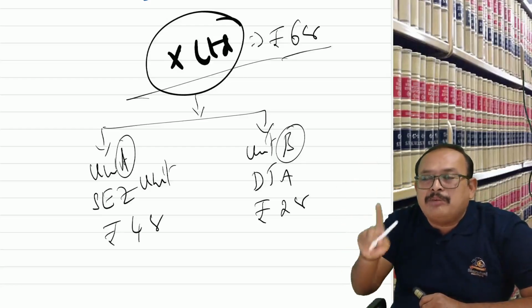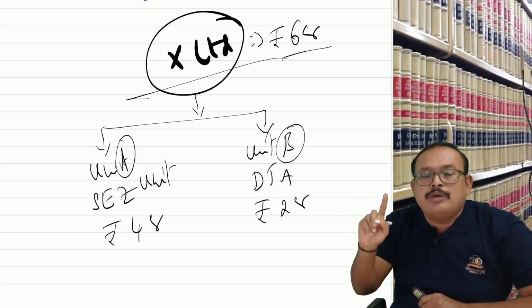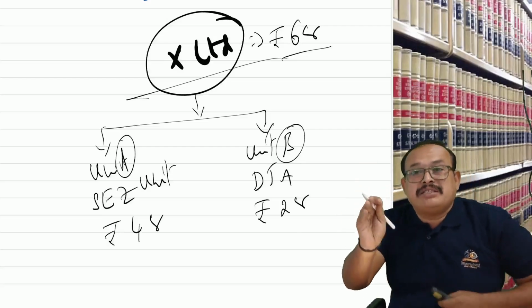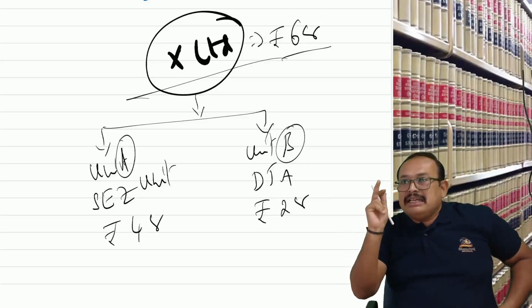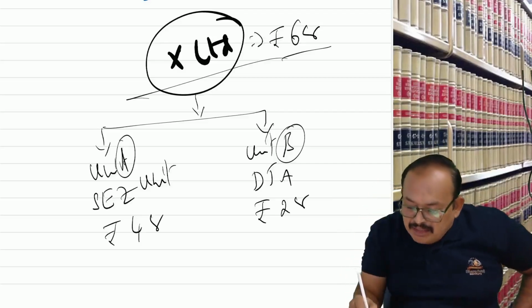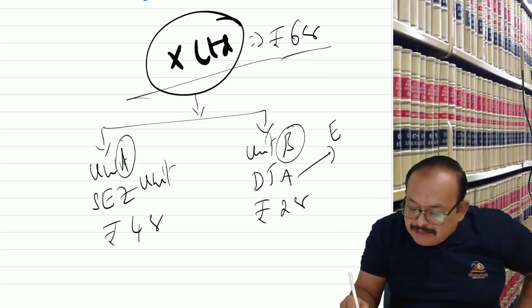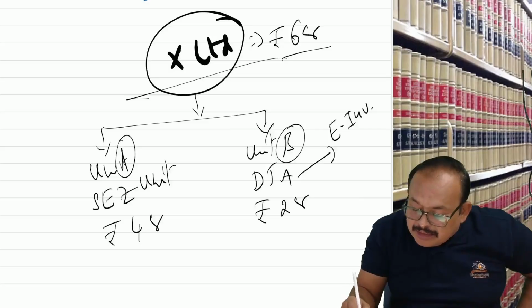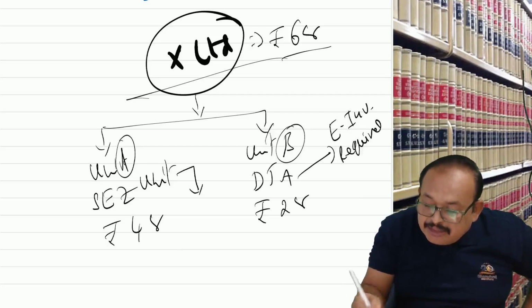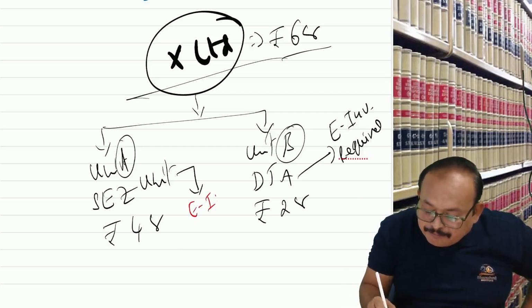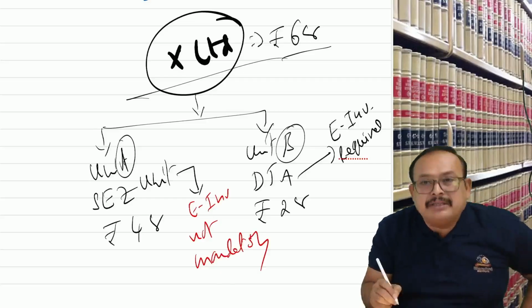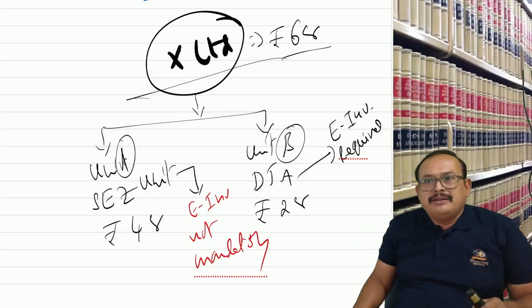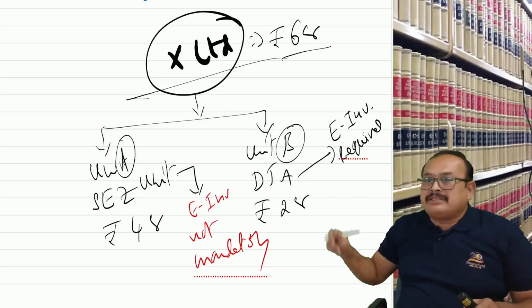Is e-invoice applicable or not? The clarification given by CBIC: yes, e-invoice is mandatory for the DTA unit. E-invoice is required and mandatory for that unit, but for the SEZ unit e-invoice is not mandatory, not required. You get my point, sir? This question is going to come in the exam.